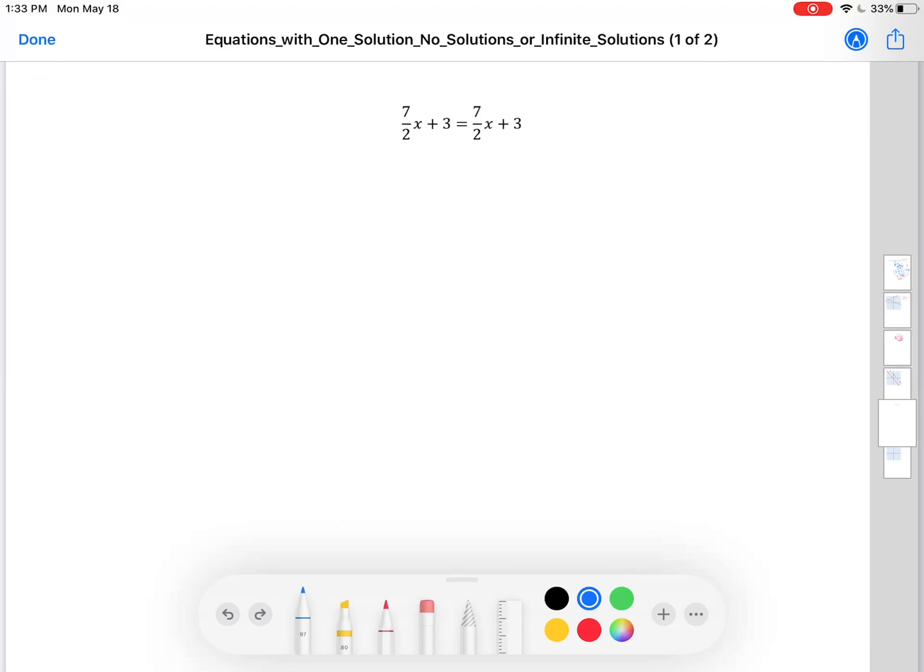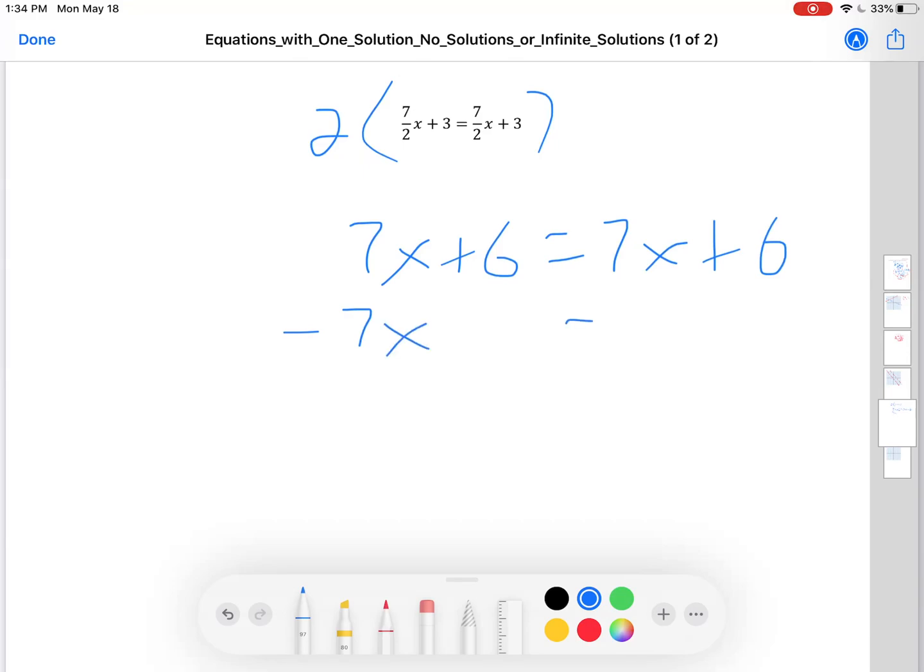All right, here is another equation. Look, they have the same slope. They're parallel. Well, not really, but you'll see in a moment. Okay, I don't like fractions. The denominator is 2, so I will multiply by 2. 2 divided by 2 is 1. 1 times 7 is 7. That's 7x. 2 times 3 is 6. Again, 7x. 2 times 3 is 6. Subtract 7x from both sides. I get 6 equals 6.